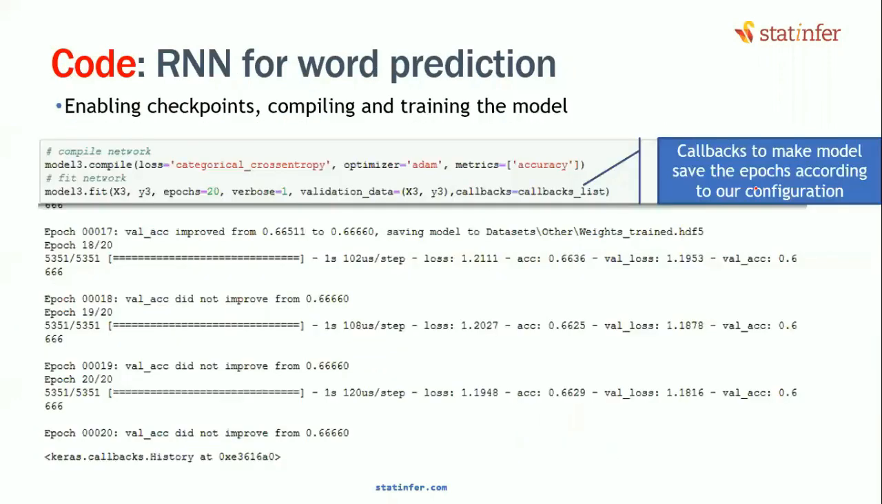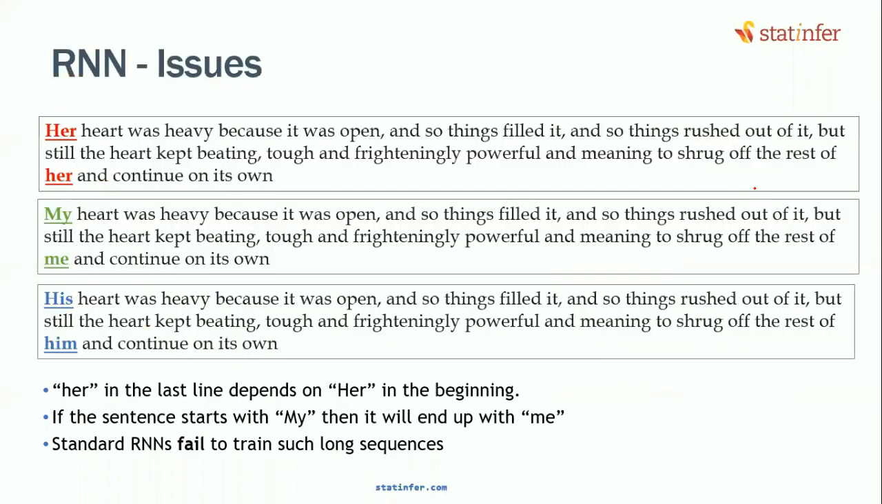For example, let me give you an example. Let us suppose this is the sentence: her heart was heavy because it was open, so things filled in it, so things rushed out, etc. If it is starting with her, this will be her. If you're starting with my heart was heavy, this will be me. This will be his, then it will be him.